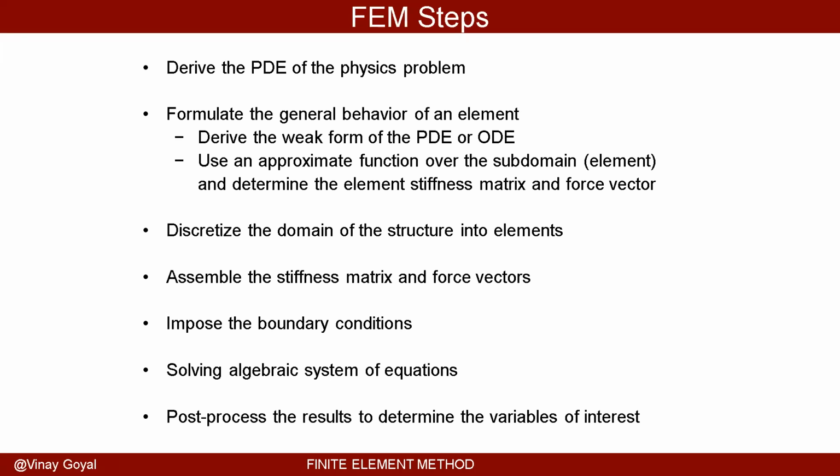We're calling a subdomain an element, and then we'll determine the element stiffness matrix and force vector that correspond to that element. We then discretize the domain of the structure into elements. We assemble the stiffness matrix and force vectors together, impose the essential boundary conditions and the natural boundary conditions, and then we're able to solve the algebraic system of equations, post-process the results, and determine the variables of interest.